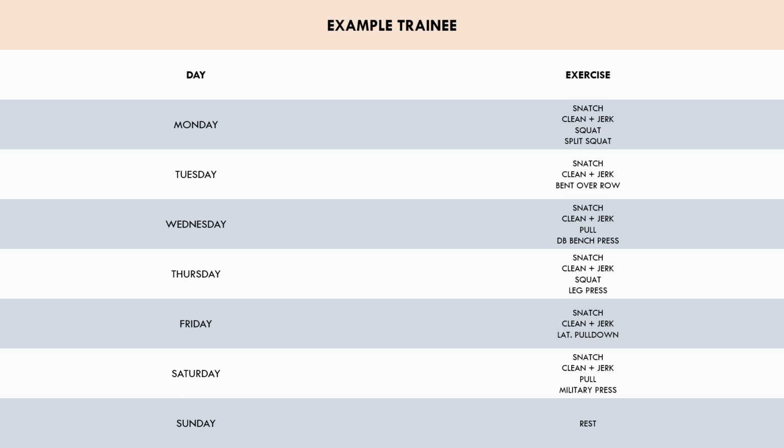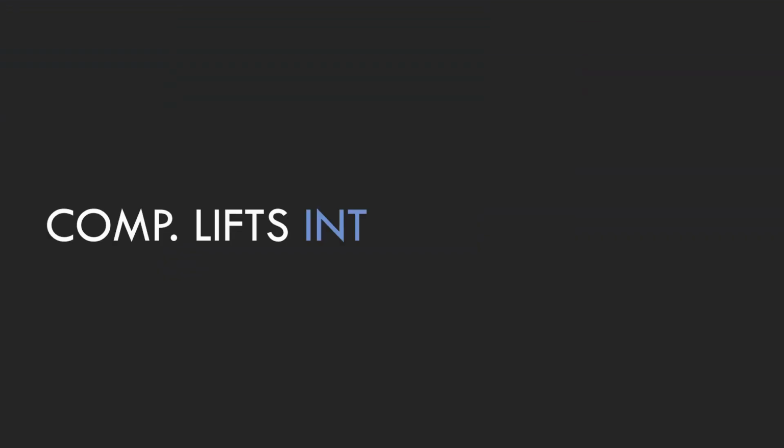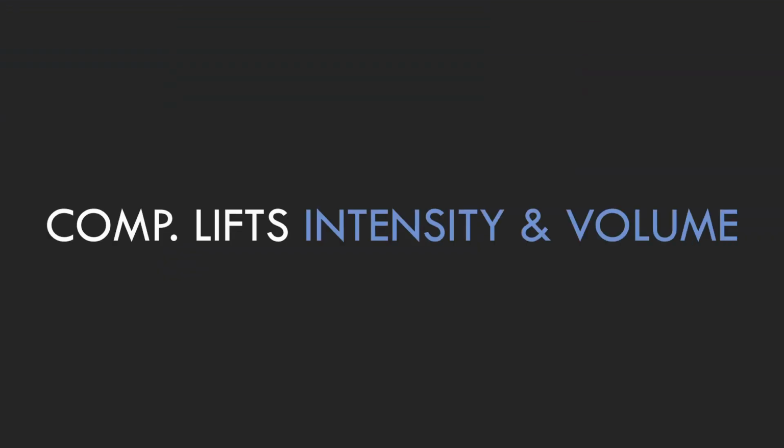Next, we need to establish intensities and volume for our training program. When referring to intensity, we essentially mean how heavy we will be lifting. Exact intensities won't be applied in this microcycle plan since they will be periodized over time, as we will establish later in this video series. We will simply be planning how intensities can be undulated throughout the week.